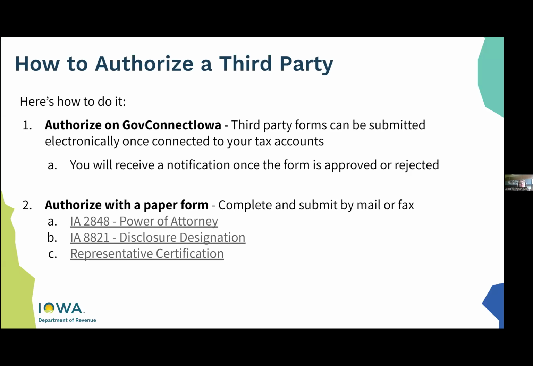First, let's talk about how you authorize a third party. So we talked about what's required in the forms, but we didn't talk about how you should send them to us. So the recommended option is that you submit these through GovConnect Iowa after you're connected to a tax account. The reason why is that this will remove several days of processing for you. But then also, if you submit that form through GovConnect Iowa, we do have a notification system built that you receive a notification if the form is approved or rejected. And then the second option that you have is you're able to go to our website, find these forms, you can complete them, and then you can either send those to us via mail or fax.